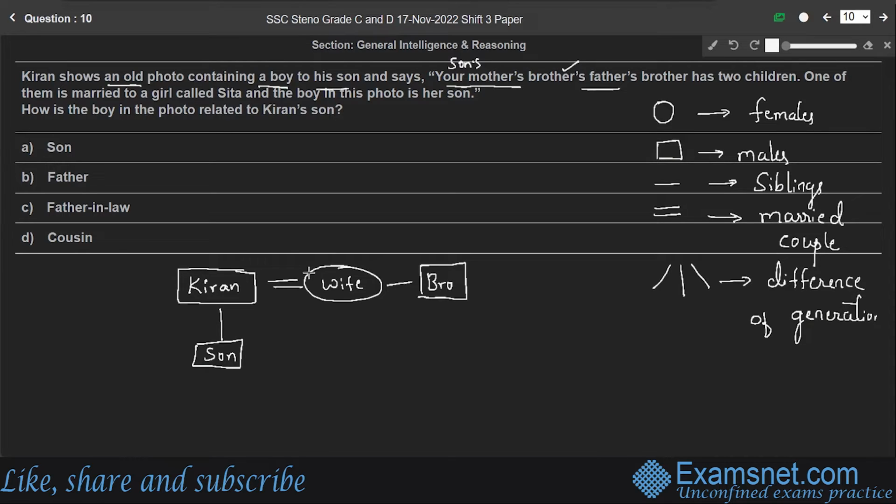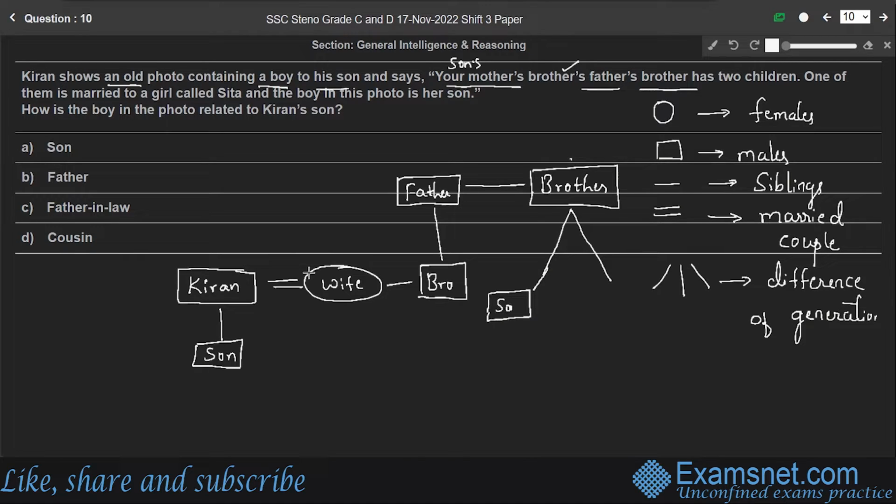Father means his wife's father, right? So brother's father. Father's brother. So his wife's father has a brother, right? Use a single horizontal line. The brother has two children, right? This person has two children. Use vertical lines or slightly slanted lines. One of them is married to a girl, right? So one person is married to a girl, which means he is a boy. So the brother's son is married to a girl called Sita, right?